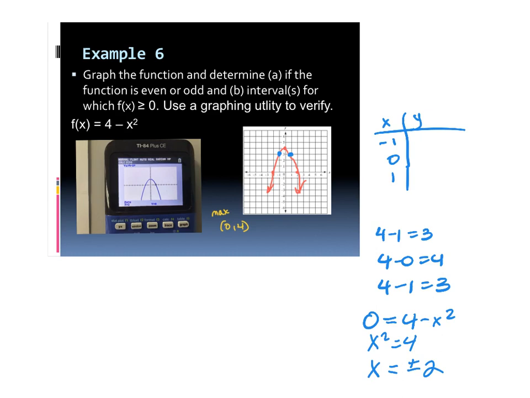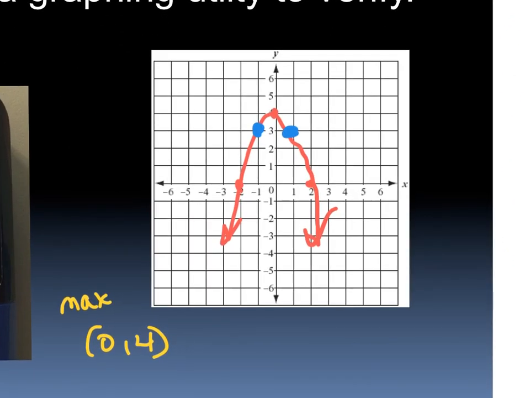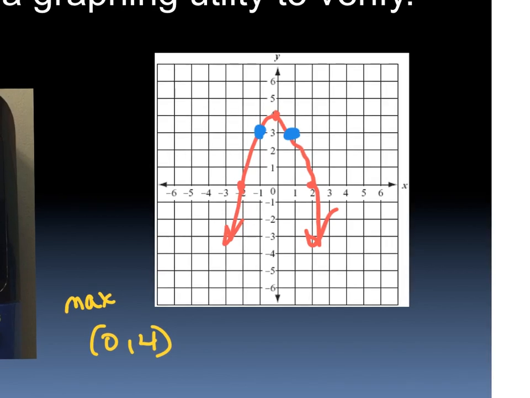It's even. Why is it even? Symmetric to the y-axis, so this is even. B says the interval for which f of x is greater than or equal to 0. So greater than or equal to 0, the y, right, because that's f of x.